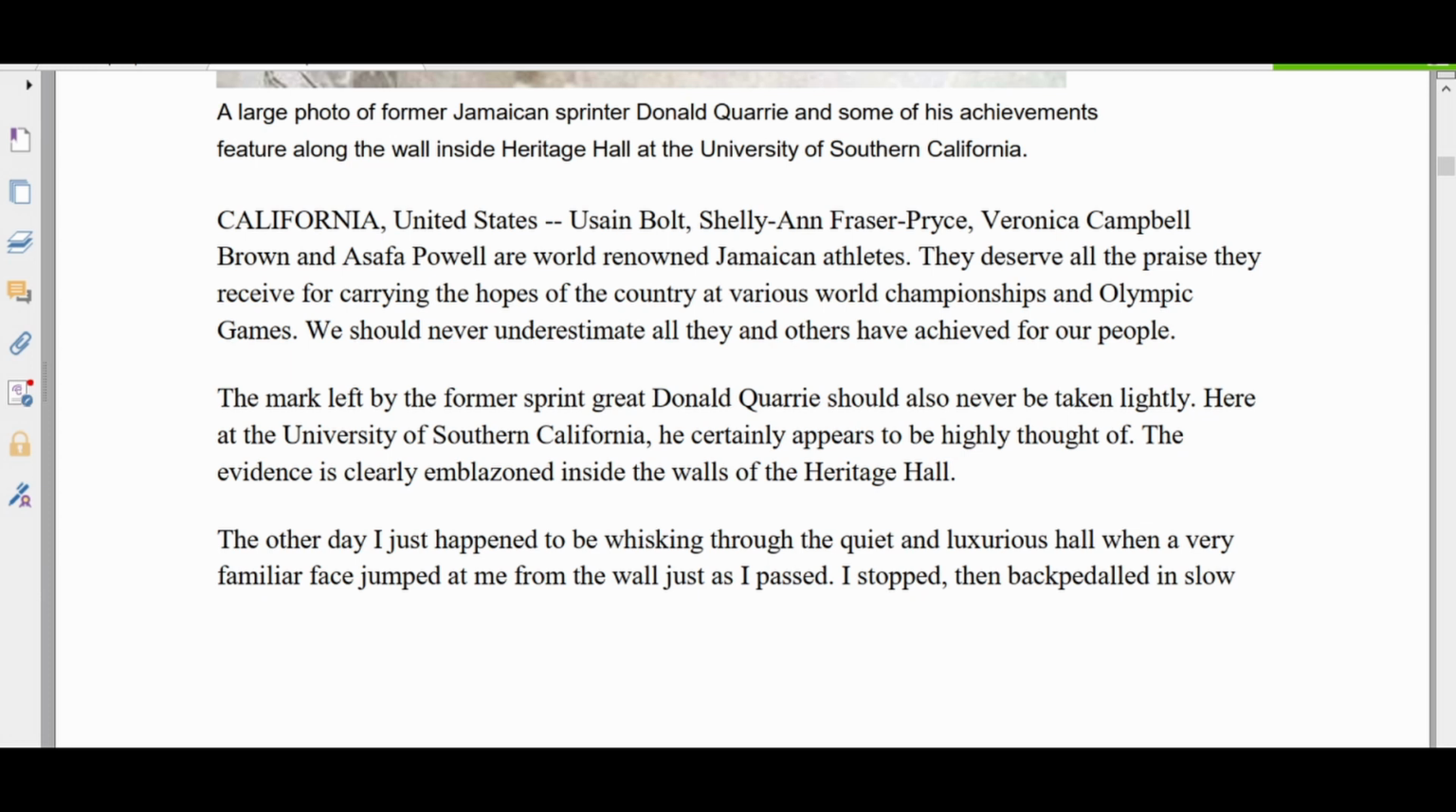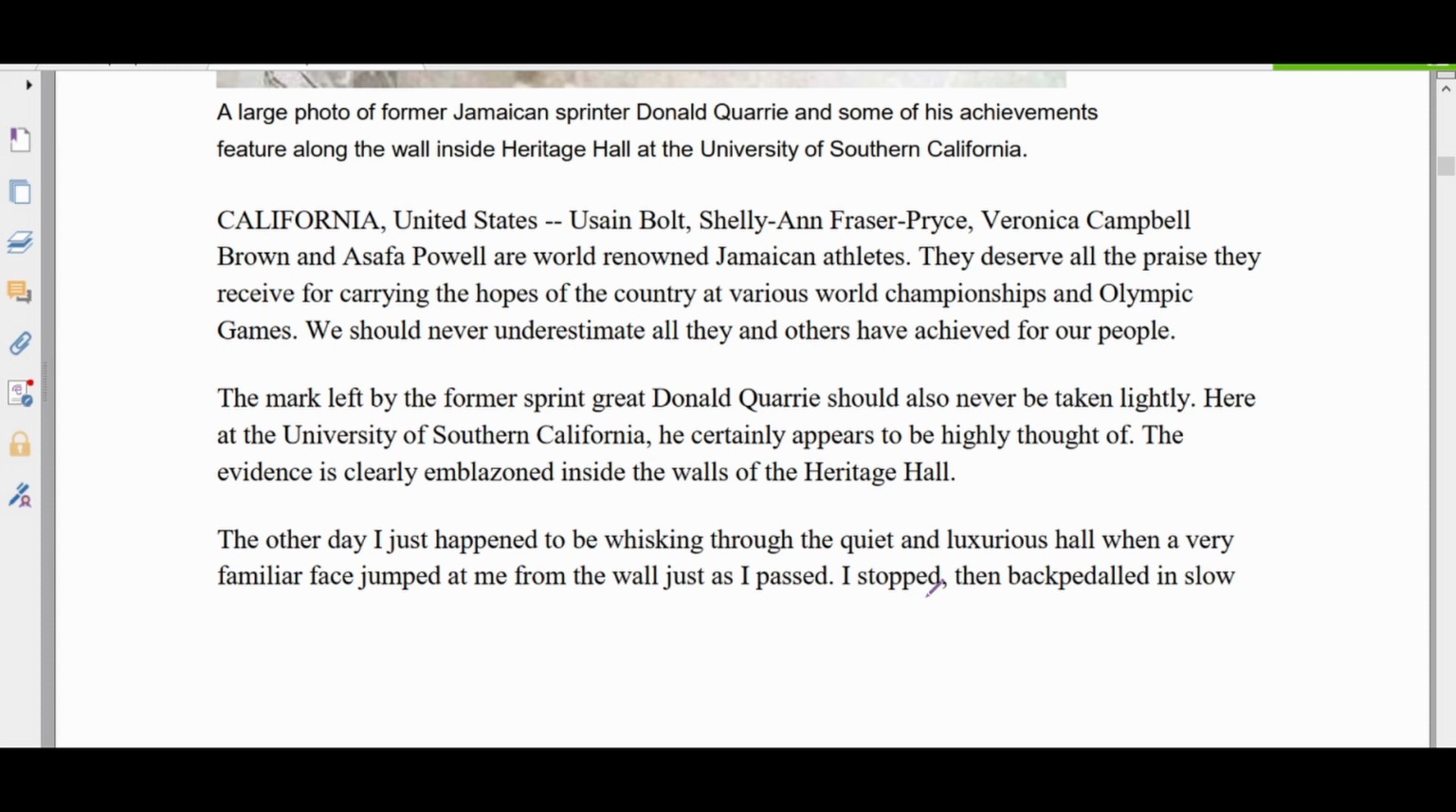It continues now. The mark left by the former sprint great Donald Quarry should also never be taken lightly. Here at the University of Southern California, he certainly appears to be highly thought of. The evidence is clearly emblazoned inside the walls of the Heritage Hall. The other day, I just happened to be whisking through the quiet and luxurious hall when a very familiar face jumped at me from the wall just as I passed.